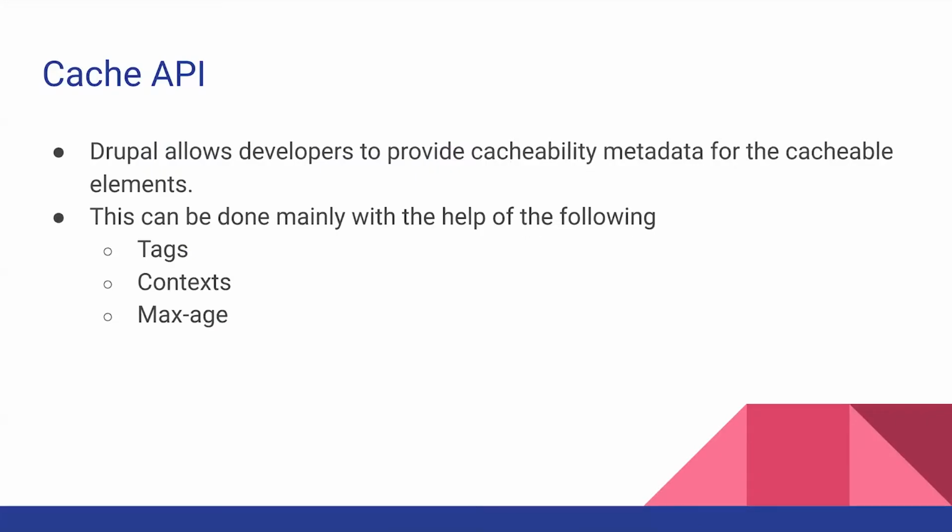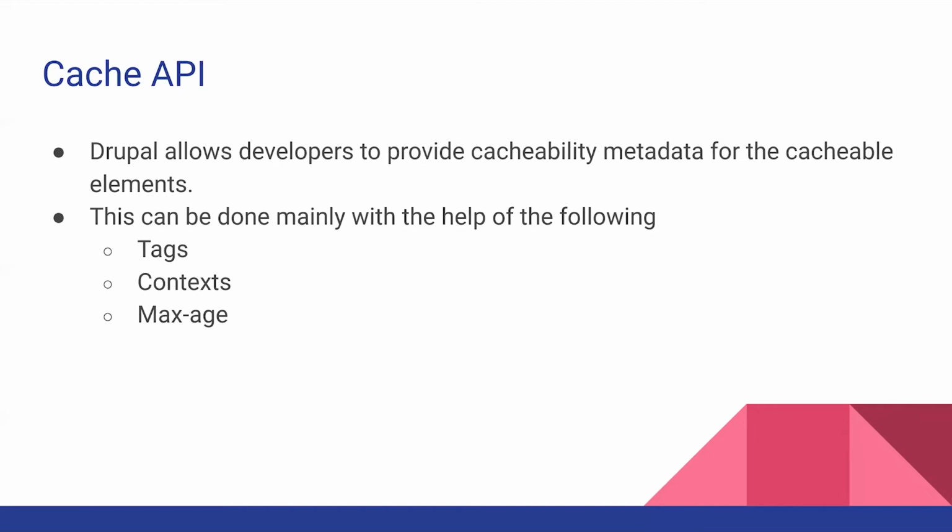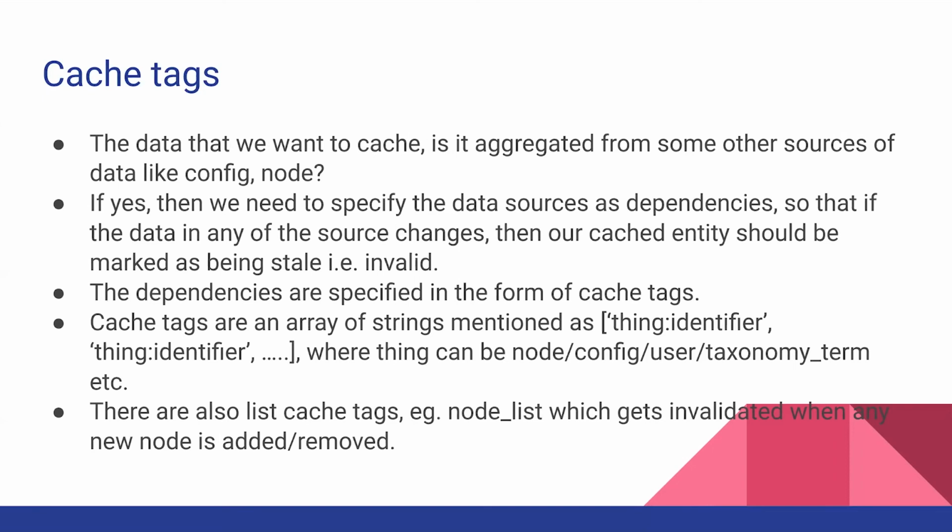Starting with the cache API, there are basically three things offered by the cache API, which are cache tags, contexts, and max age. These are quite important. I was very confused initially when I started with development, but over time, while working on different scenarios, I gradually understood these things better. It's very important to understand these things so that a lot of problems can be avoided in production. So what are cache tags?